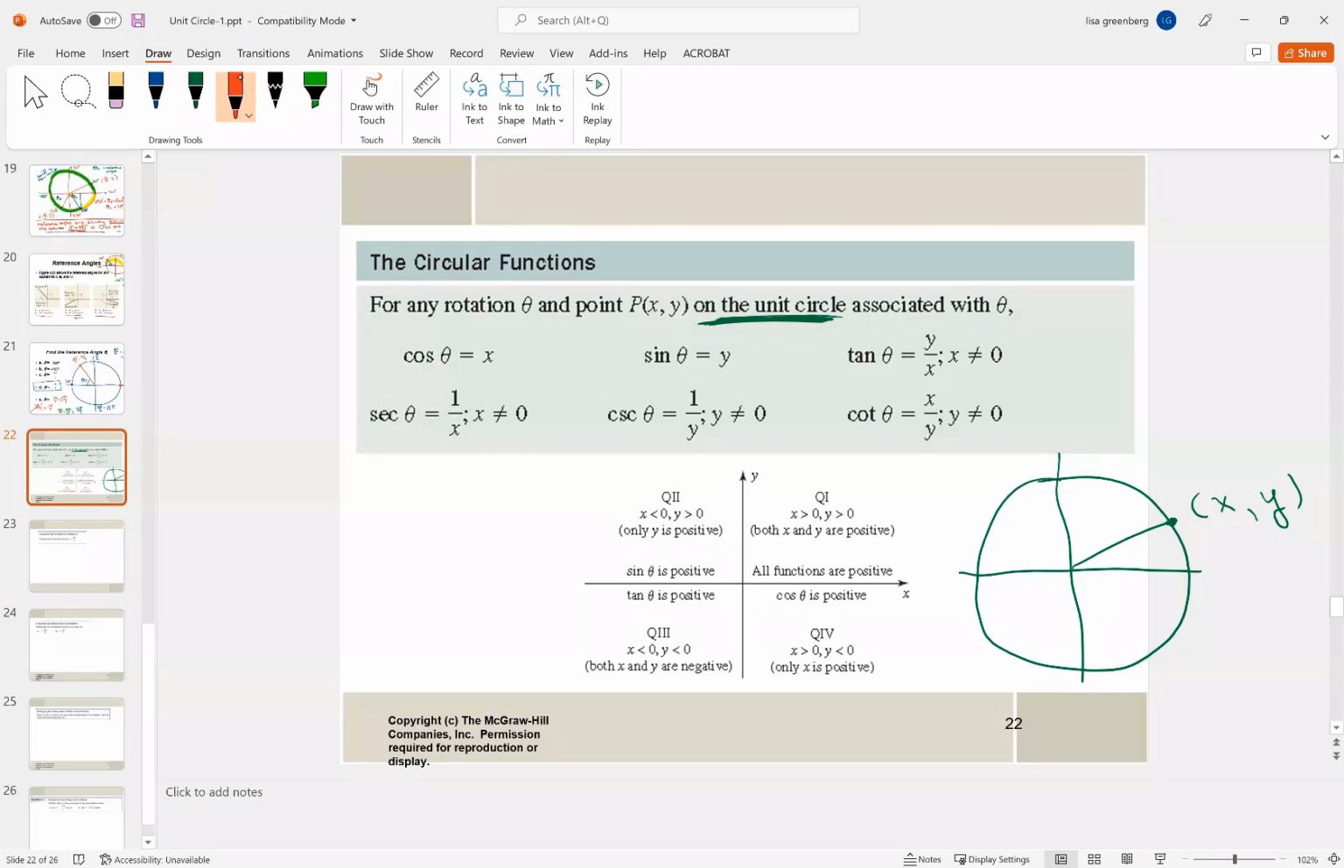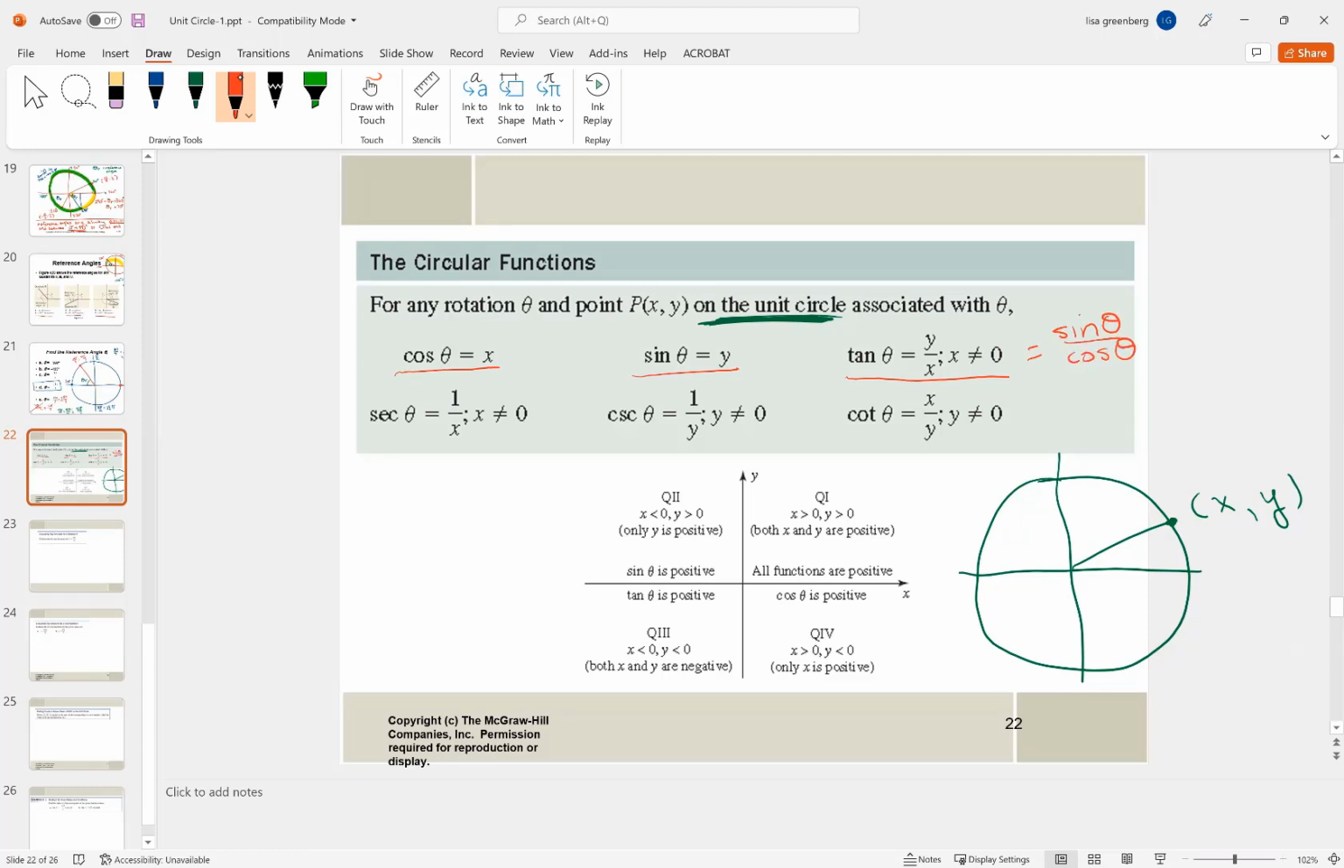But as long as we're talking about the unit circle, my cosine is always my X value. My sine is always my Y value. And then the tangent is the same as Y over X. Often we call this sine over cosine.